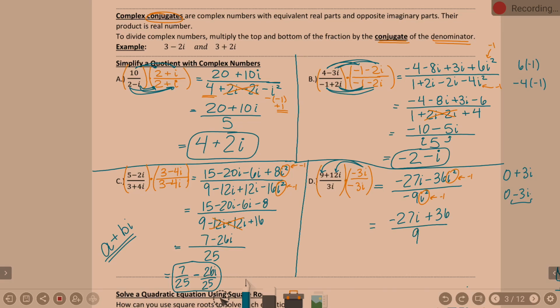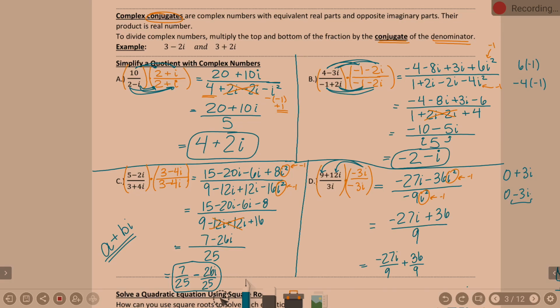Okay. Am I done? No. What happens here? Everybody divides by 9, doesn't it? So it's the idea of thinking, if you want, negative 27i divided by 9 plus 36 divided by 9. You can think of it like that. I haven't written the others like that, but that's a way to think about it.